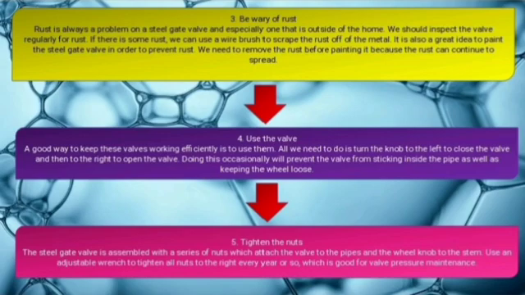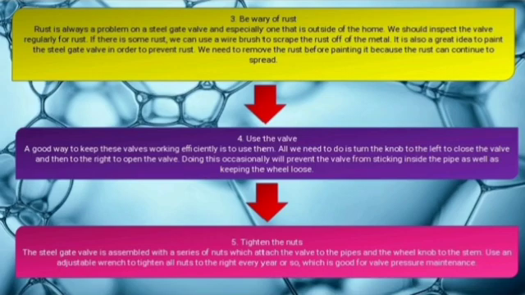Number 3 is be wary of rust. Rust is always a problem on a steel gate valve. We should inspect the valve regularly for rust. If there is some rust, we can use a wire brush to scrape the rust off the metal. It is also a great idea to paint the steel gate valve in order to prevent rust. We need to remove the rust before painting it because the rust can continue to spread.